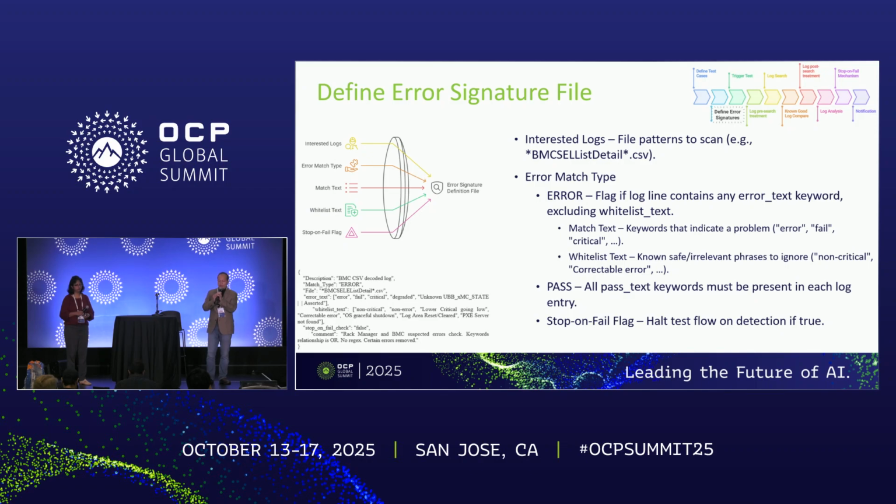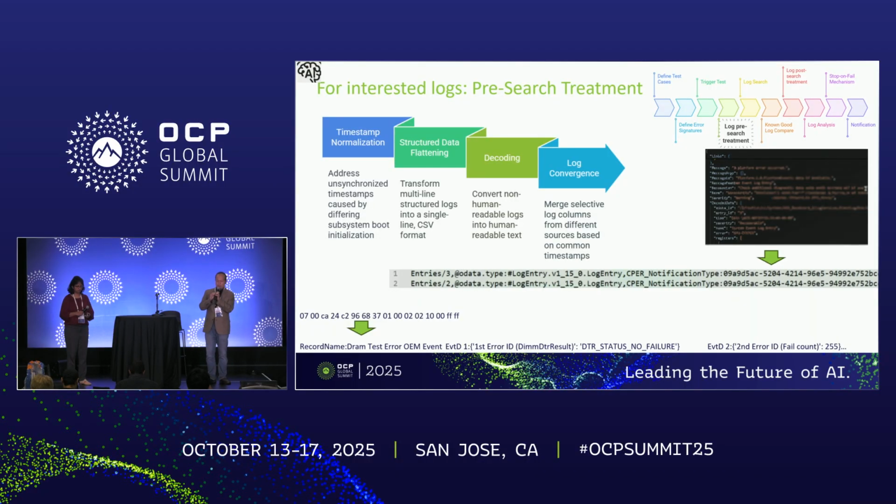So that is the error type, and we also have error type good, which means you have to see a certain number of the good in your log. For example, you have to see a certain PCIe configuration, or your OS is in performance mode, things like that.